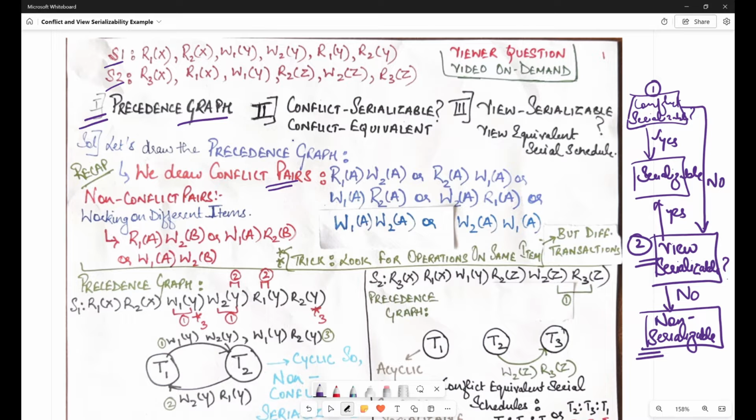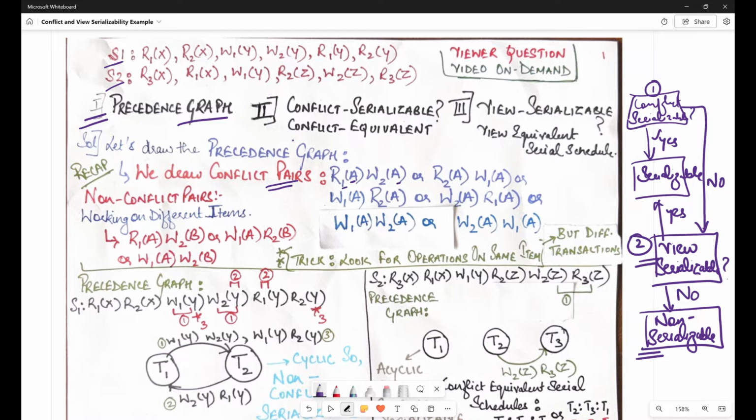Conflict pairs are of this form, where you can see there is a read performed on an item A by, let's say, T1, and another transaction T2 is performing a write on the same item. Similarly, the order of the transactions can be reversed. That is, let's say T2 was performing a read on A, and then T1 was performing a write on A. So read, write pairs are all conflict pairs.